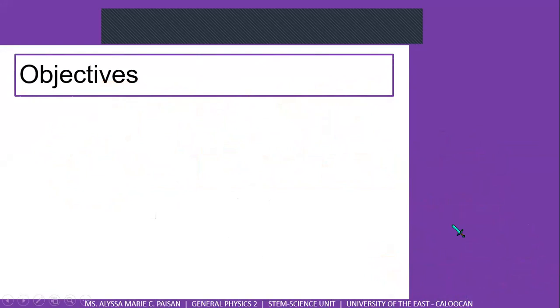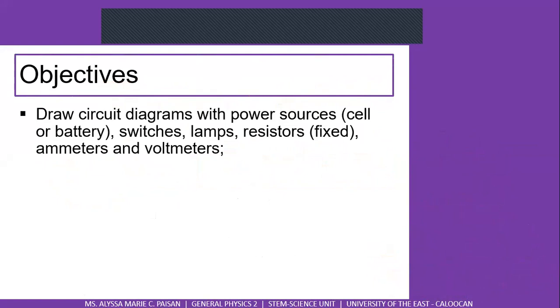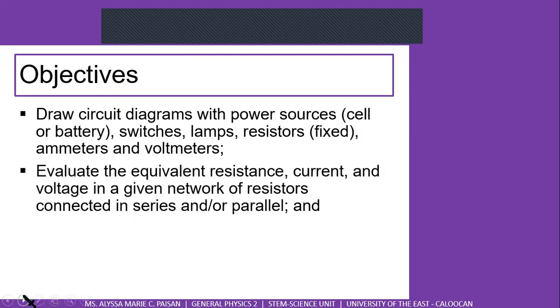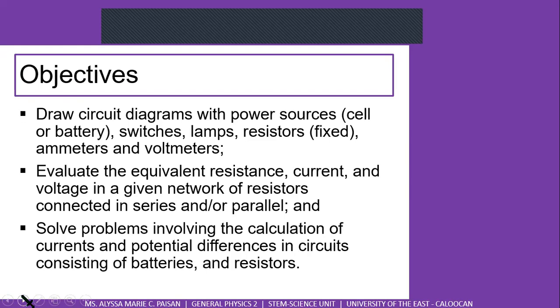The objectives of Learning Activity Plan number 6 are the following. Draw circuit diagrams with power sources, cell or battery, switches, lamps, resistors, fixed resistors, specifically ammeters and voltmeters. Evaluate the equivalent resistance, current, and voltage in a given network of resistors connected in series and or parallel, and solve problems involving the calculation of currents and potential differences in circuits consisting of batteries and resistors.